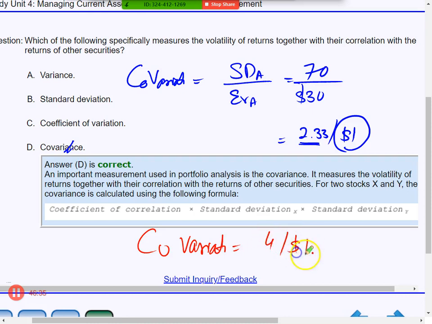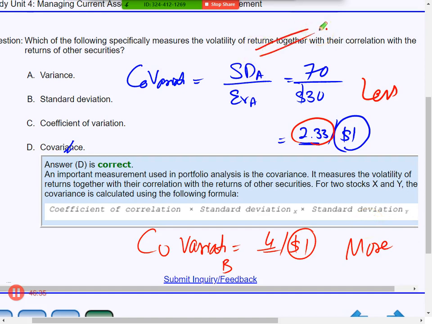What does it mean now? For company A, for every $1, I will have to face a standard deviation of 2.33. But for company B, in order to earn $1 of return, I will have to face a standard deviation of 4, which means for every single dollar, I am facing less standard deviation here and more standard deviation here. So comparatively speaking, I would go for investment A because it is offering less volatility.